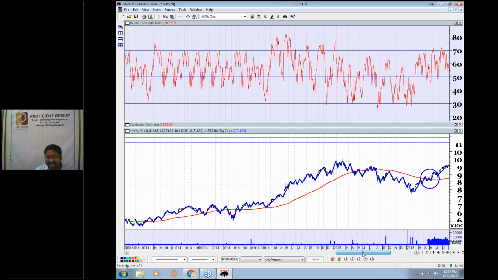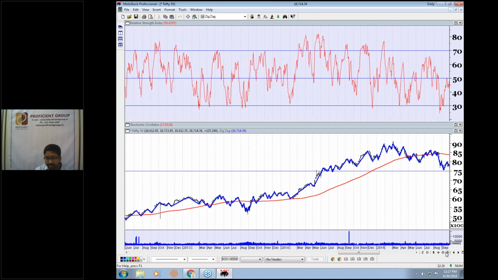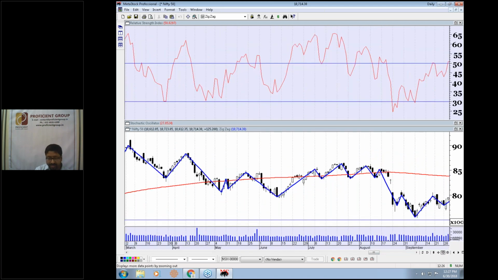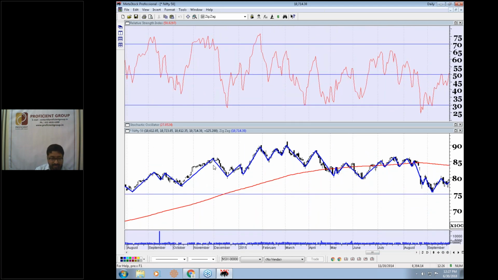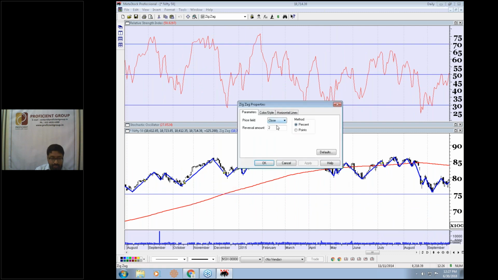When an uptrend ends, what does it look like? So here you can see, let's increase the filter here. The filter is too short.